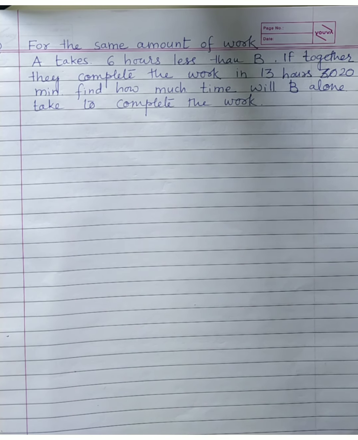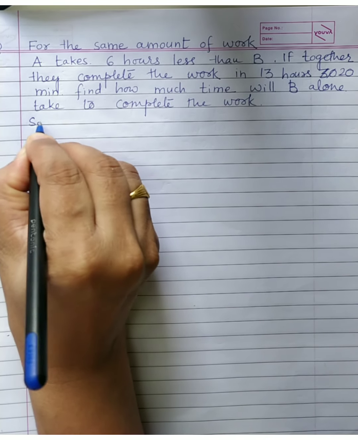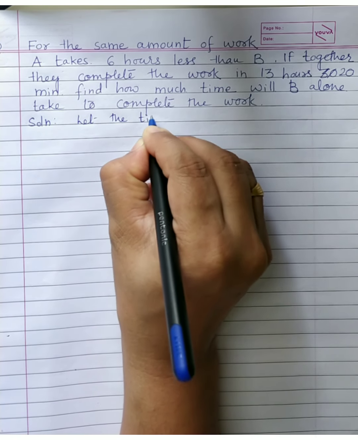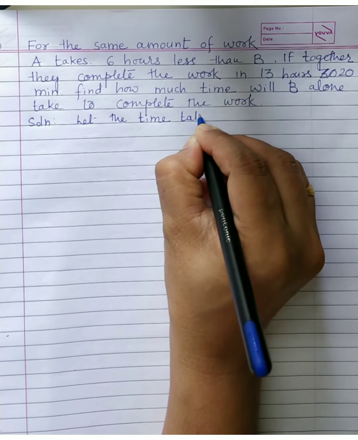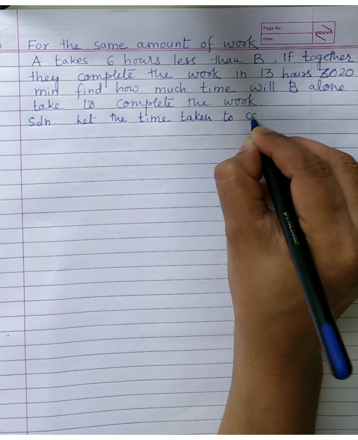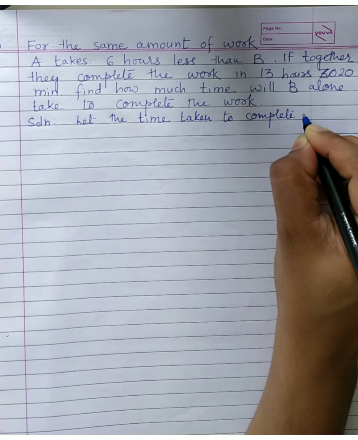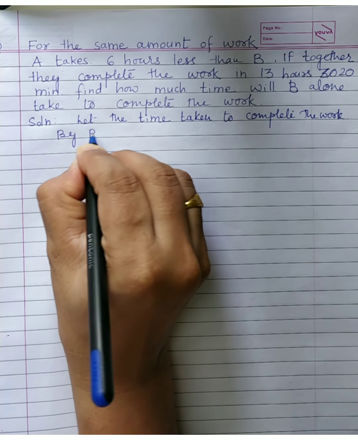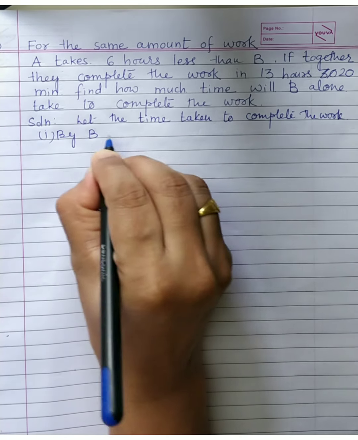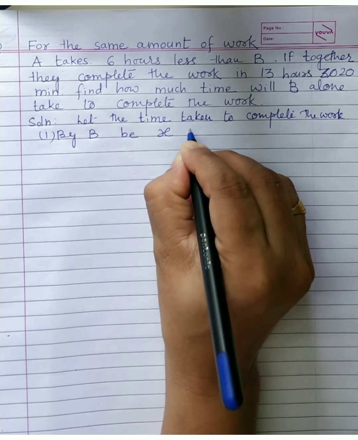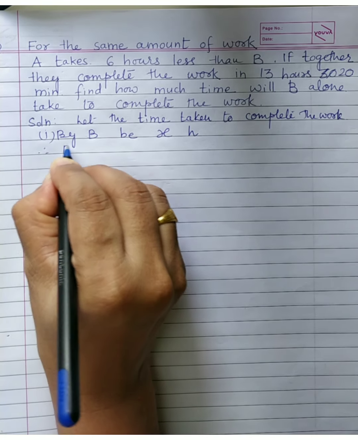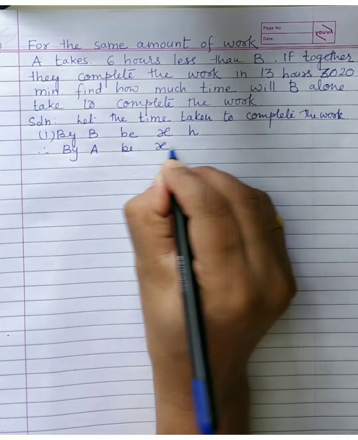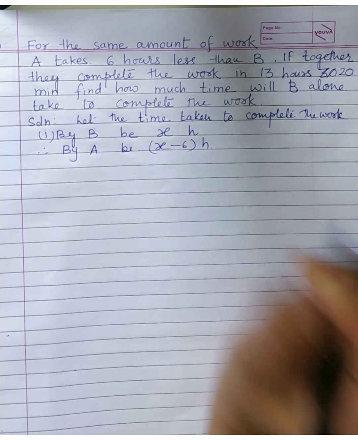to complete the work. So first we will assume here, let the time taken to complete the work by B, because A is expressed in terms of B, right? So by B, x hours. Therefore the time taken by A will be what? 6 hours less, x - 6 hours. These 2 points are clear to you.